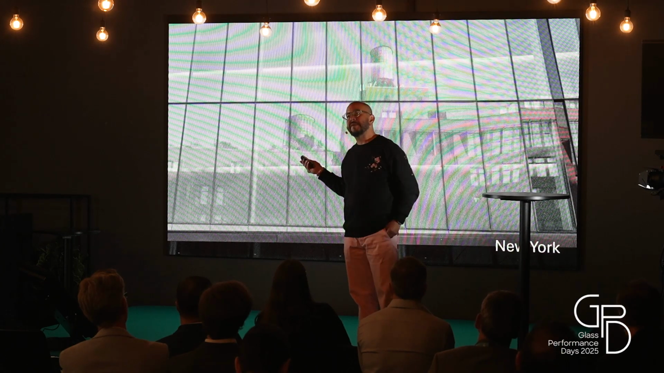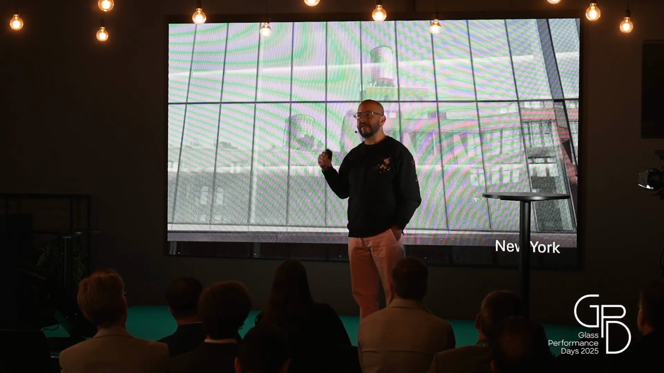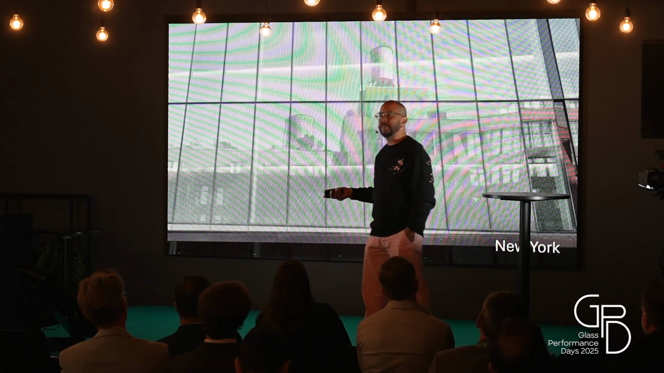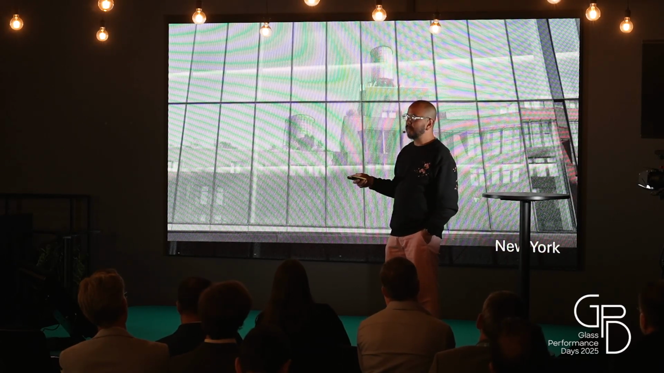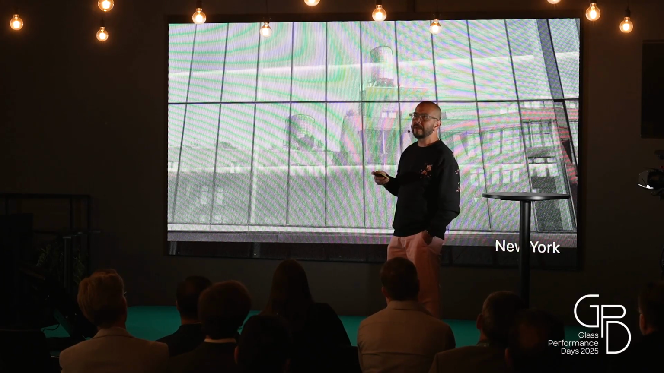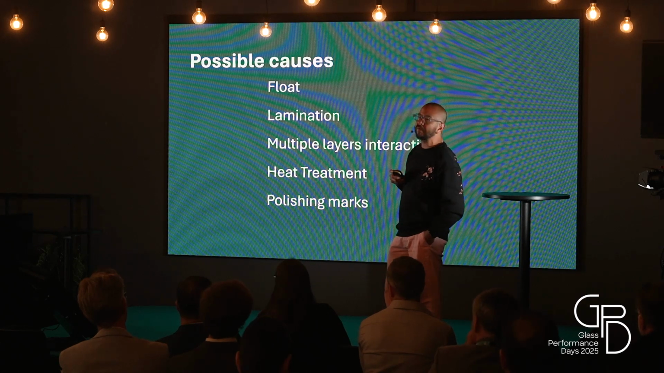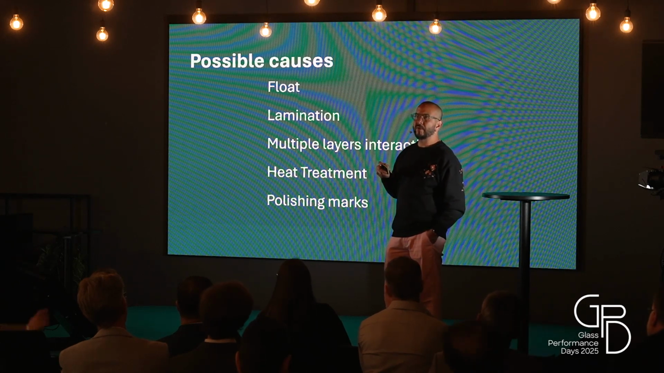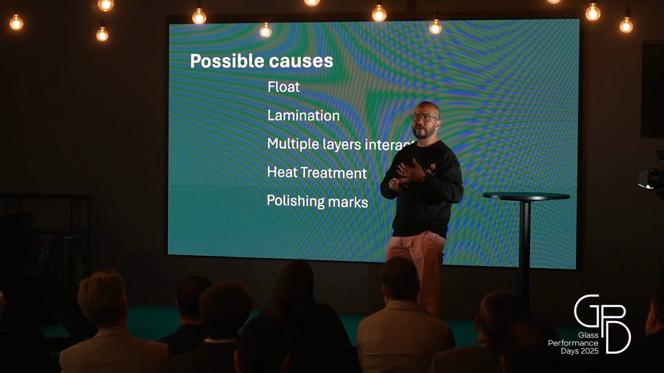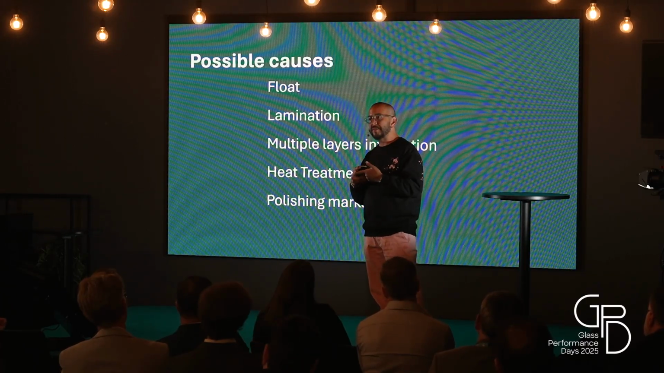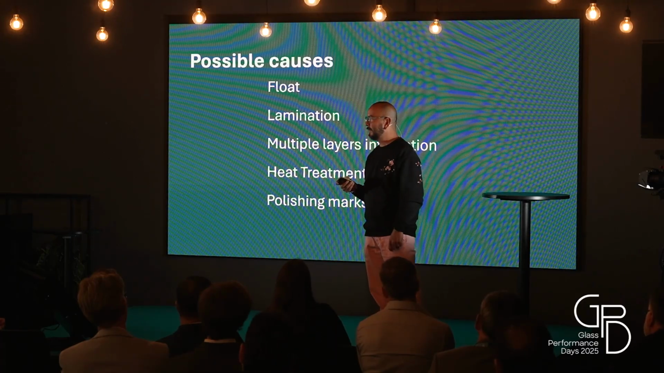And now this is the same image, the same glass from the outside. It is good. So this passed inspection because it's a good glass according to how it was being reflected or designed or fabricated, which is not humanly centric. And then these are just some of the possible causes of what happens or what causes this distortion. Just bad quality of the glass or the float glass, bad lamination, multiple interlayers, heat treatment, or polishing marks.